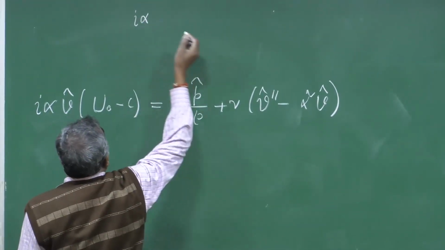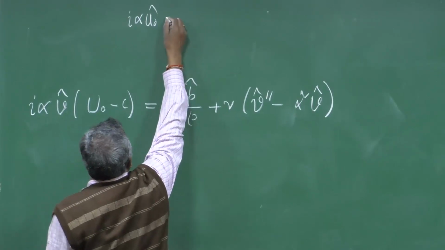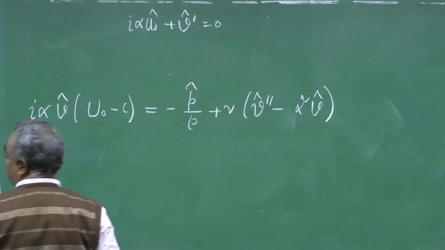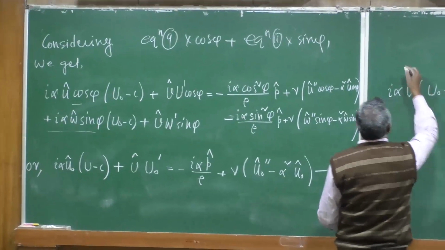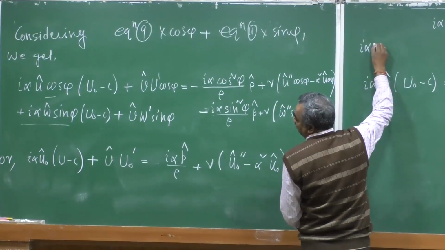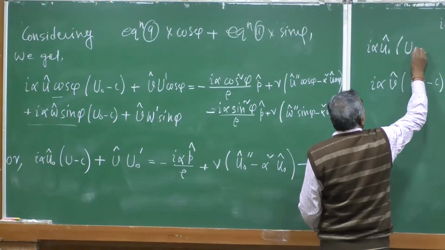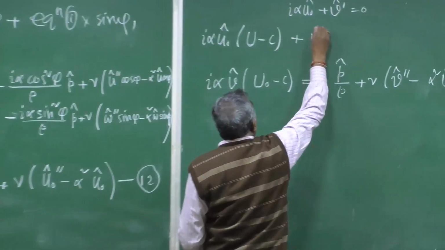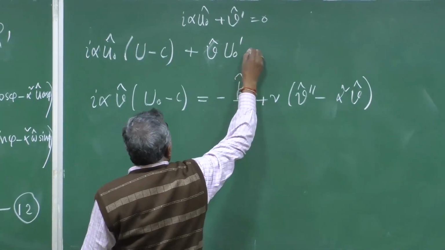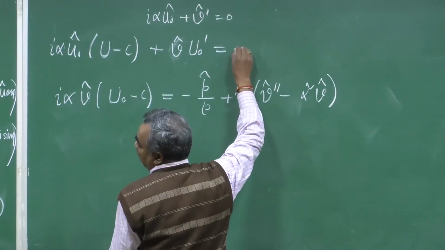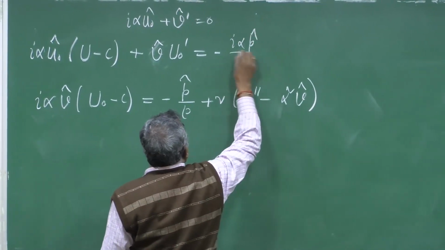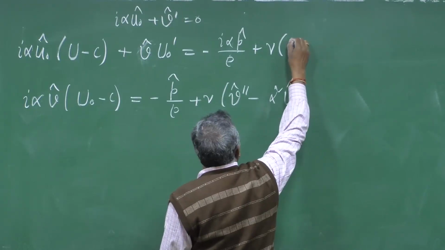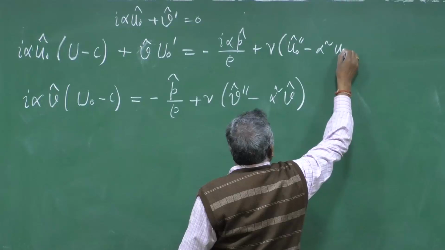So, I alpha u naught hat plus v hat prime is equal to 0, the continuity equation, then the x momentum equation, which is not the x momentum equation but the combined equation along the wave vector direction, is equal to I alpha u naught hat u minus c plus v hat u naught prime equals to minus I alpha p hat by rho plus nu u naught hat double prime minus alpha square u naught hat. Okay.